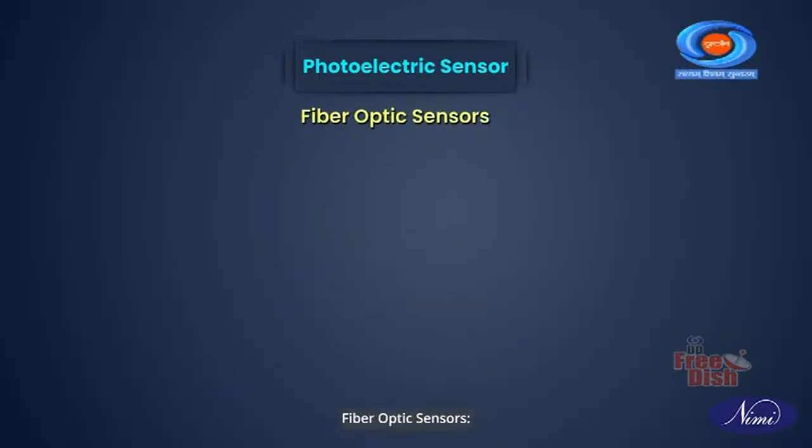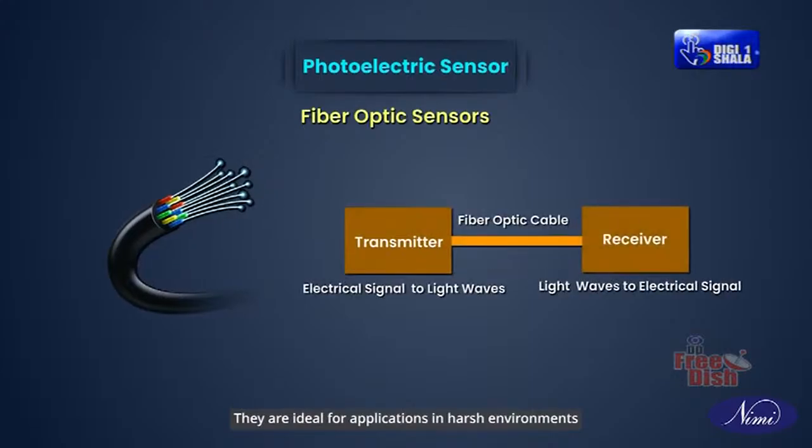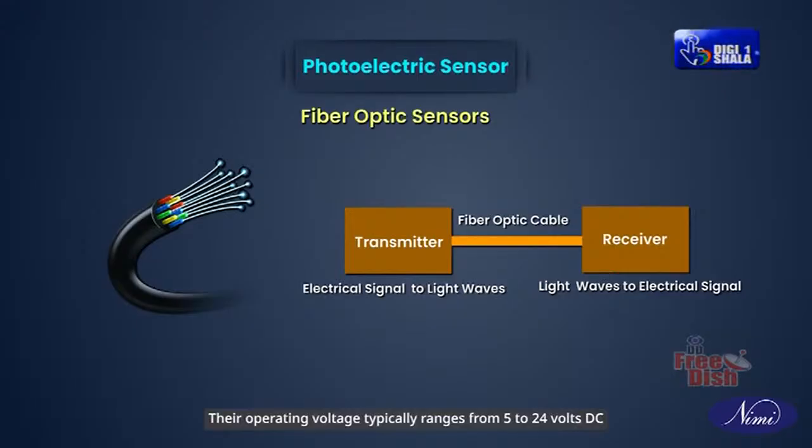Fiber optic sensors. These sensors use fiber optic cables to transmit and receive light. They are ideal for applications in harsh environments or where the sensor head needs to be remote from the control unit. Their operating voltage typically ranges from 5 to 24 volts DC.